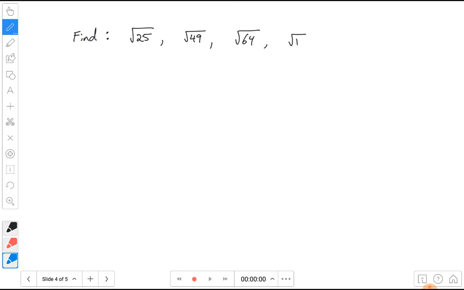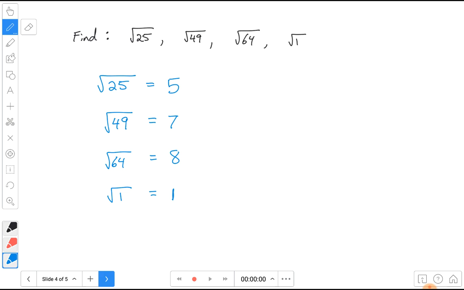Now let's find the square roots of these numbers. Remember, this is the square root sign. So this is the square root of 25. What number times itself will give us 25? And that is 5. Square root of 49. What number times itself will give us 49? That's 7. Square root of 64, we already did it. It's 8. And the square root of 1, that means what times what equals 1? 1. 1 times 1 gives us 1.